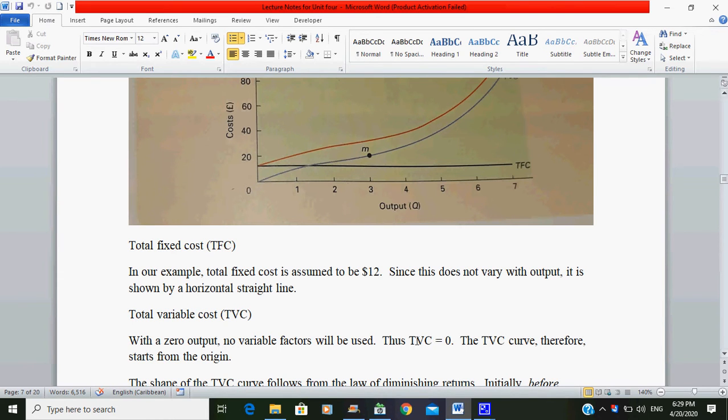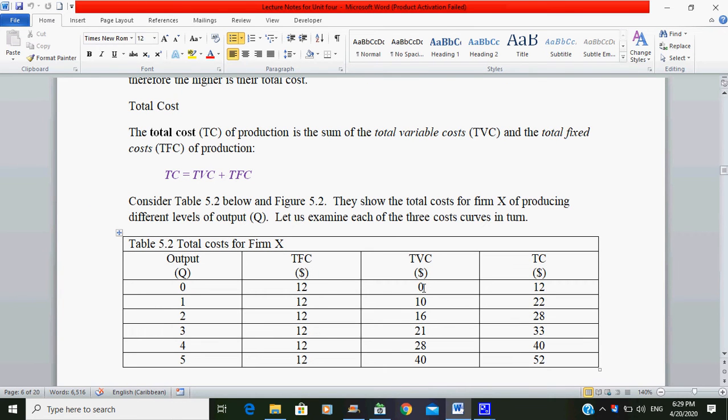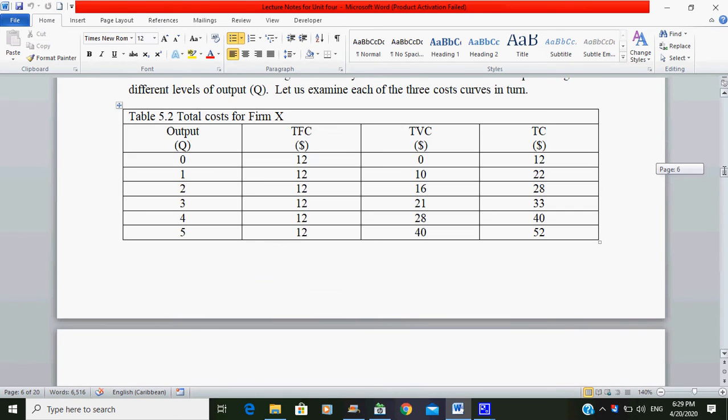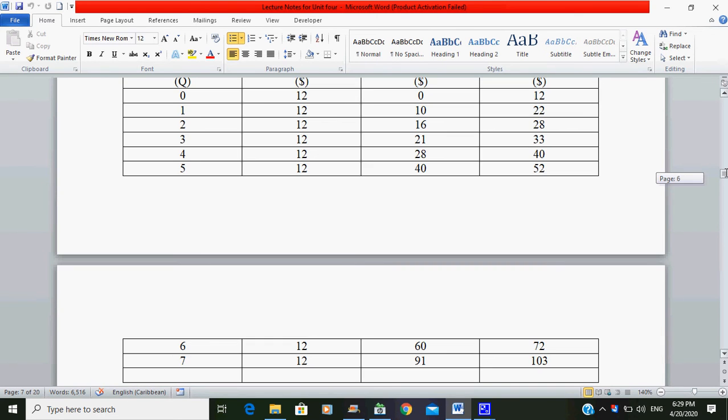Thus, total variable cost is equal to what? Zero. Since this is the case, the total variable cost curve therefore starts from what? The origin of zero. With a zero output, no what? Variable factors will be used. That's why the variable cost is what? Zero. Alright? And please note, the table is used to draw the curve. Alright?